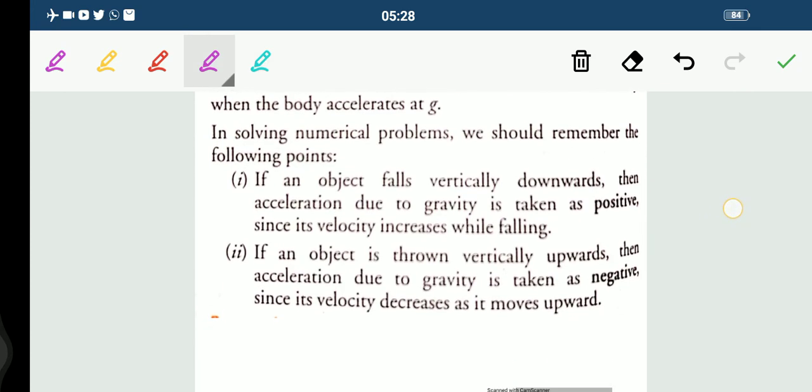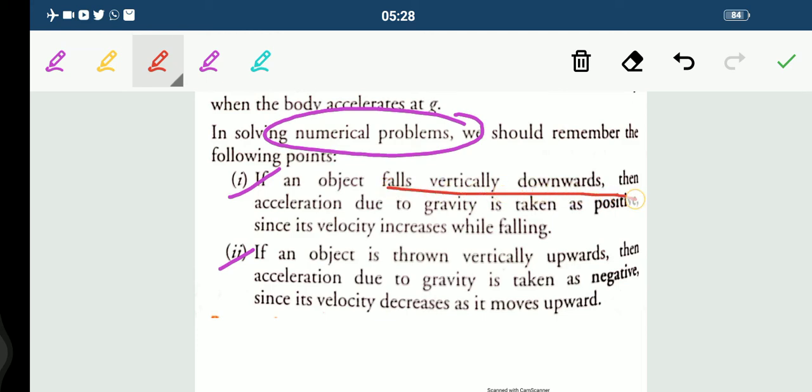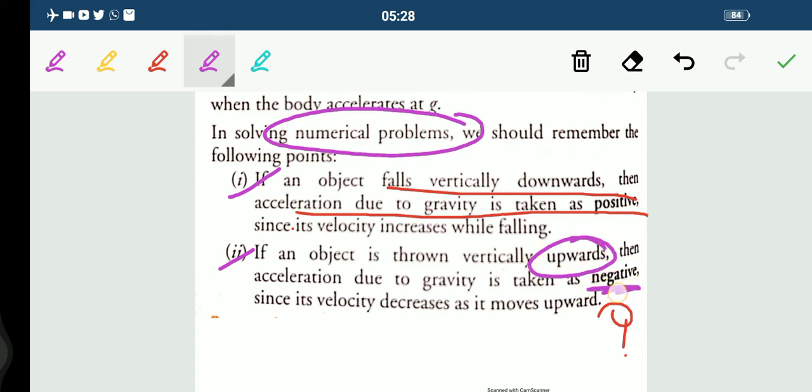Now see, in solving numerical problems, we should remember the following points. These are the 2 points. What are these points? You all can see here. If an object falls vertically downward, then acceleration due to gravity is taken as positive. Remember this. If the object is falling vertically downward, like in this direction, we should take it as positive, since its velocity is increasing while falling. Now if an object is thrown vertically upward, then acceleration due to gravity is taken as negative, since its velocity decreases as it moves upward.